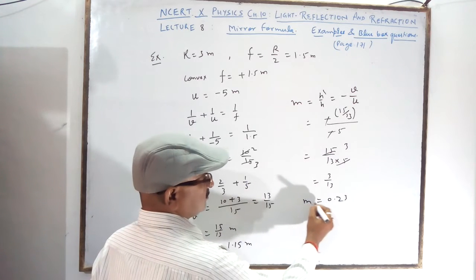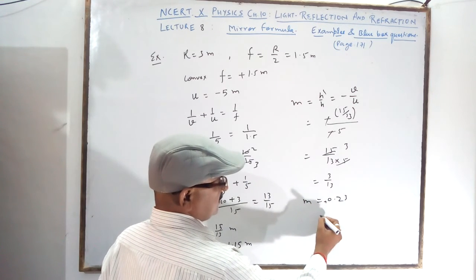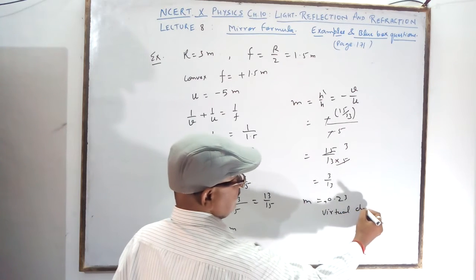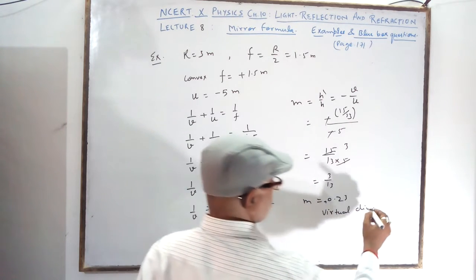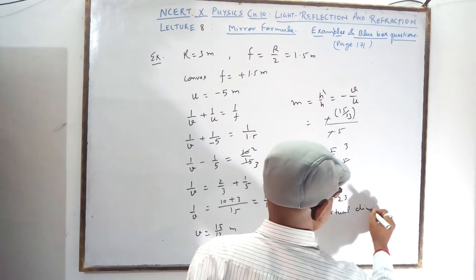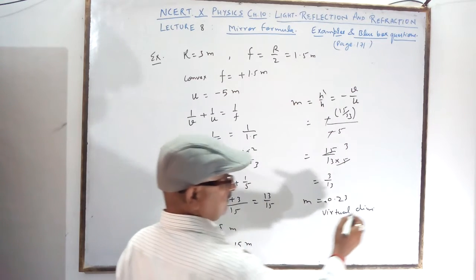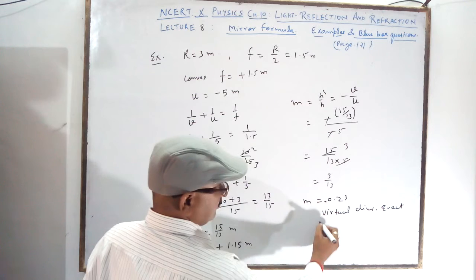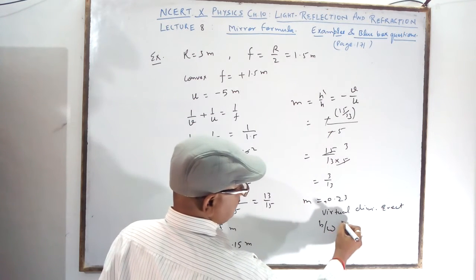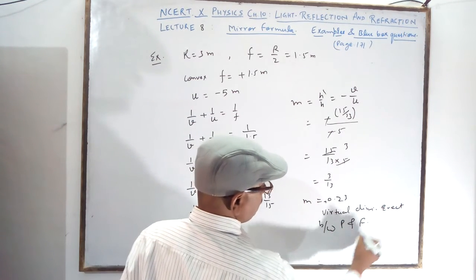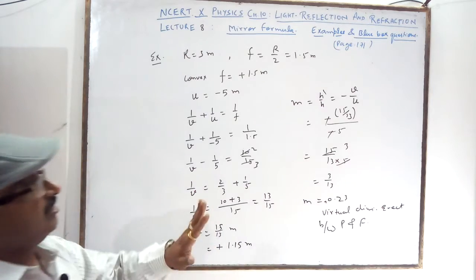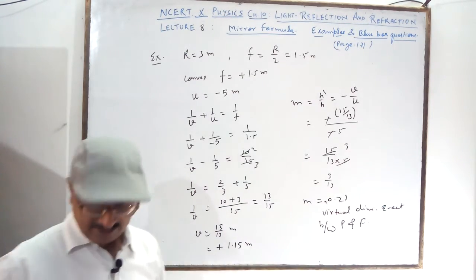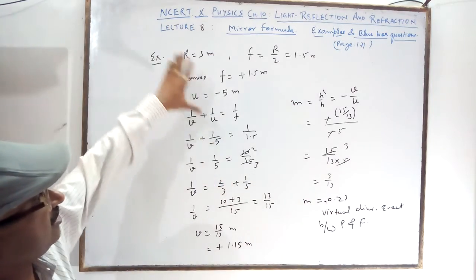0.23 approx. A positive value tells you it is virtual and diminished. What is virtual and diminished? Erect. Positive sign: virtual, diminished and erect. It is between pole and focus, behind the mirror. Virtual, diminished, erect, between pole and focus you are getting. It is the nature of the image.